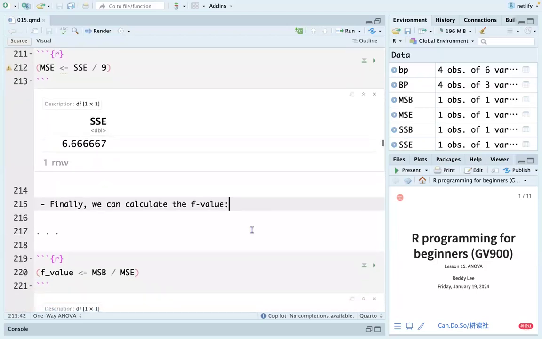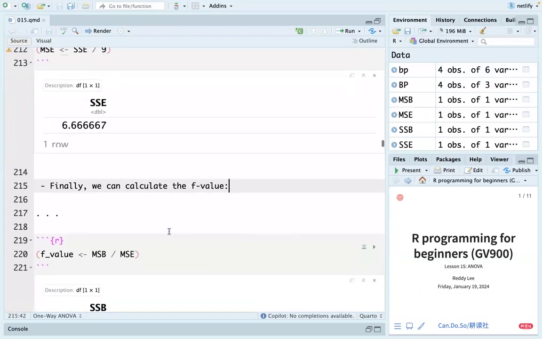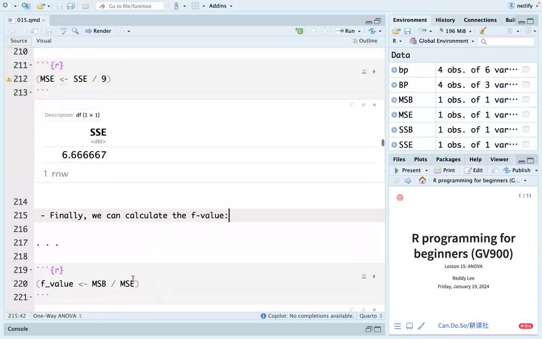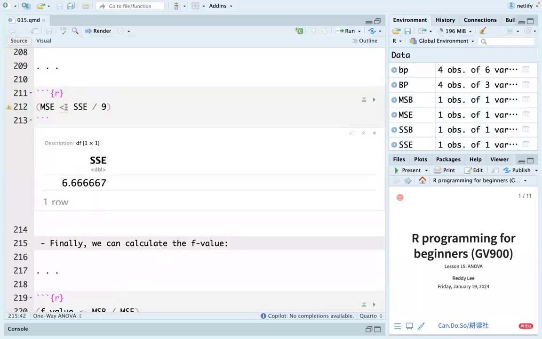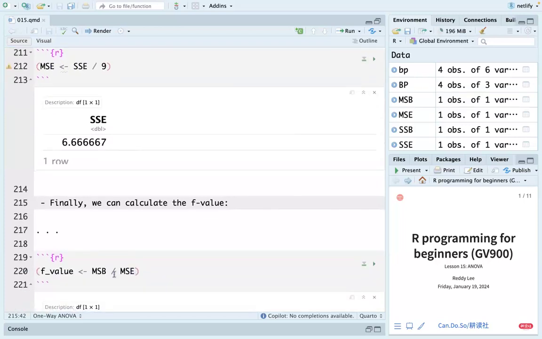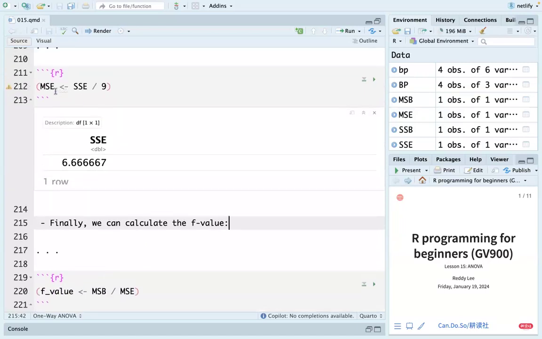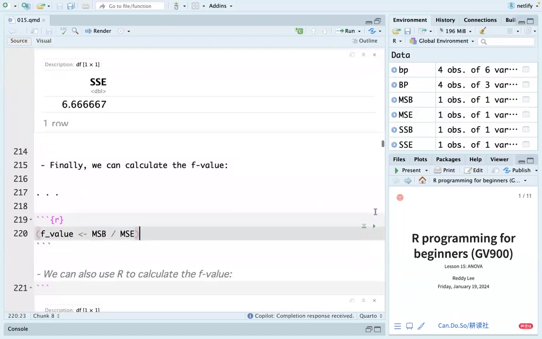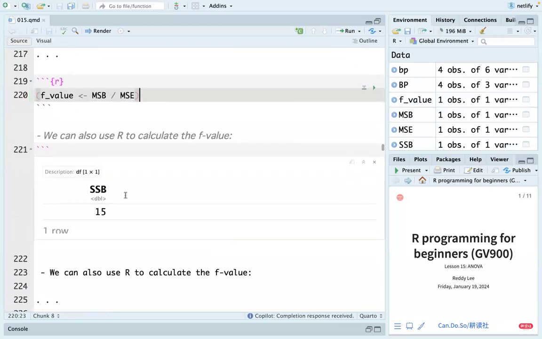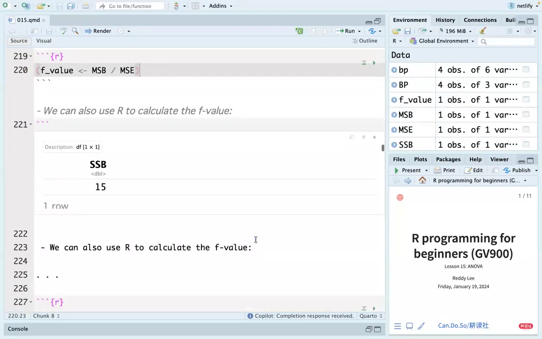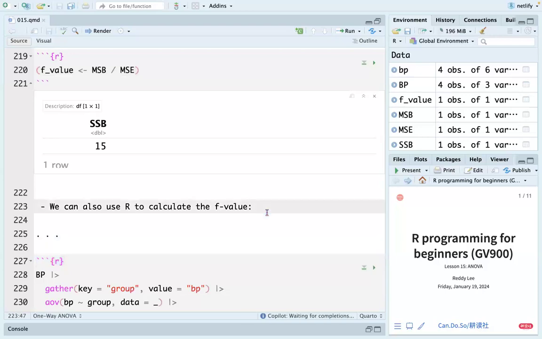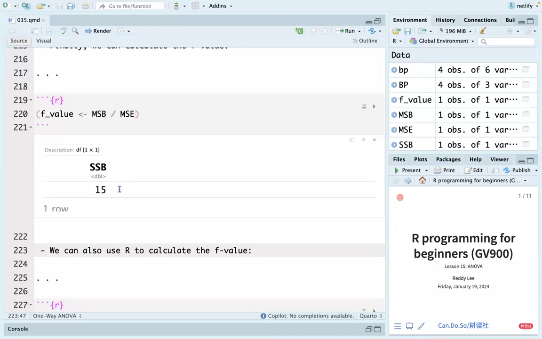So now we can calculate the F value. F value is MSB divided by MSE. So yeah, it's 15. So the F value is 15, which is greater than the critical value.